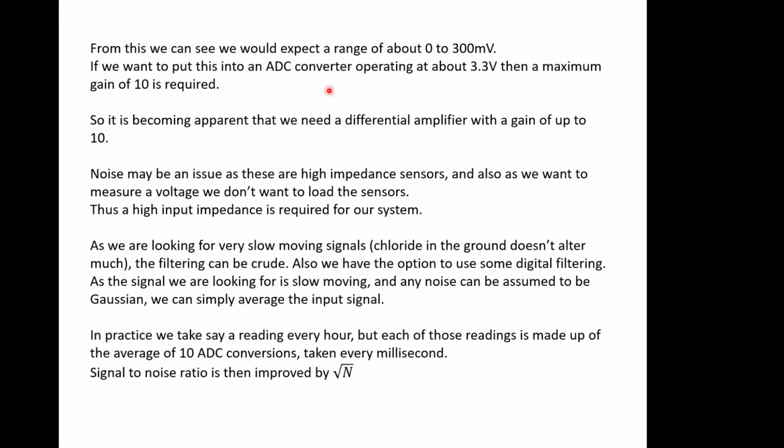So if we've got a 0 to 300 millivolt signal that we're interested in, we want to put this into an A to D converter, and that operates at about 3.3 volts, then we can apply a gain of 10 to that signal. And so 300 millivolts times 10 will be 3 volts or so. So that's roughly where we go. So we're looking for a gain of 10, which isn't huge, which is good, so it's not unreasonable.